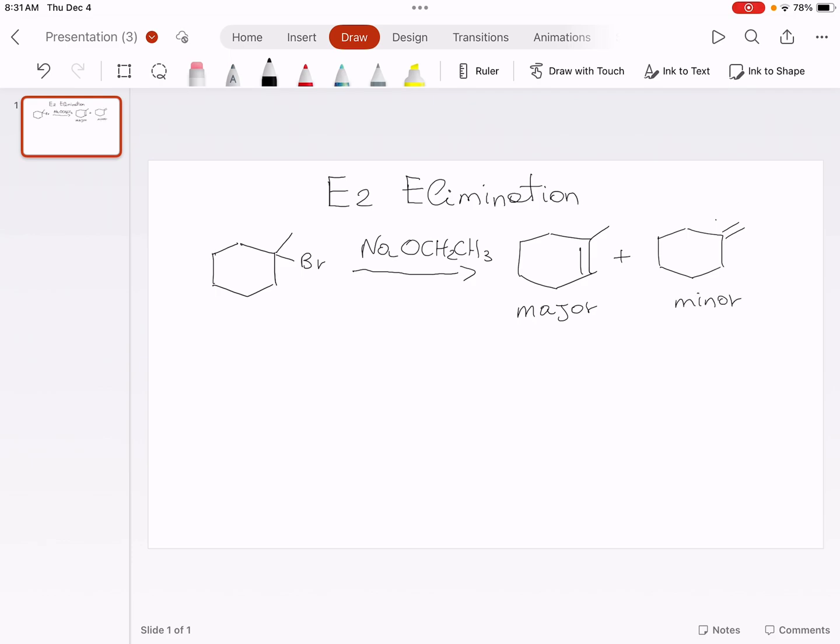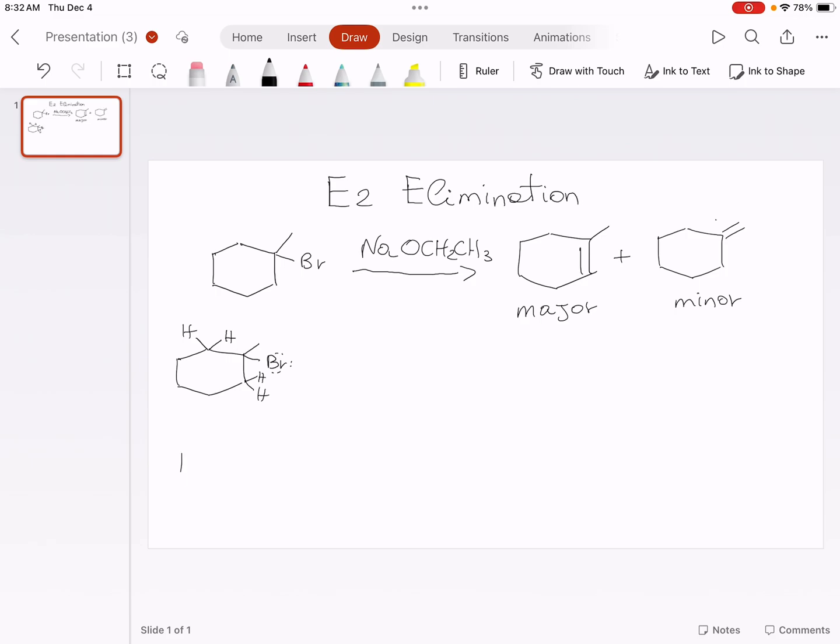The major product is called the Zaitsev product. The minor product is called the Hofmann. So let's see what the mechanism is like. When you do this mechanism, I would recommend that you draw the beta hydrogens. The beta hydrogens are basically the hydrogens on the carbon next to the one bonded to the Br. So these are beta hydrogens. There are two additional beta hydrogens here.